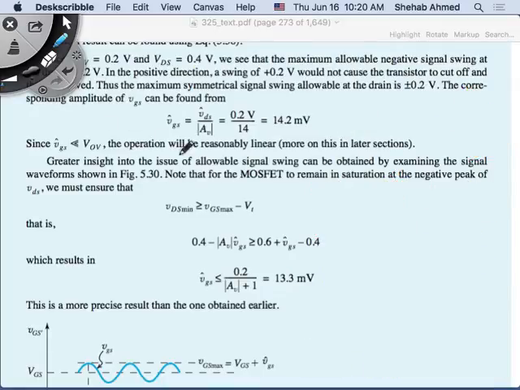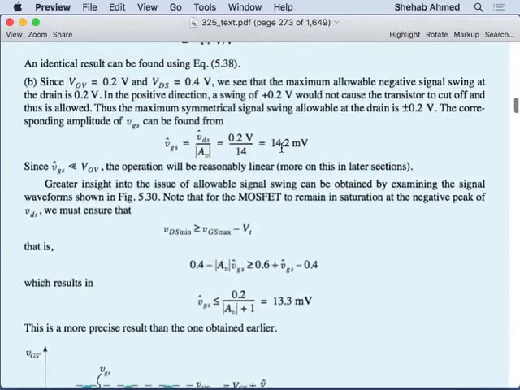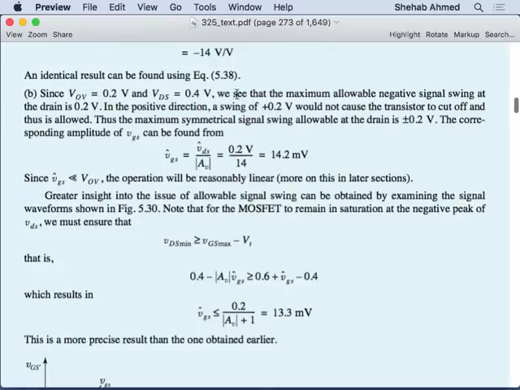So if these are the limits, then what? We said that the limit will be 0.2, because otherwise you're going to get into the triode region. The maximum allowable negative signal swing is 0.2 volts. In the positive direction, a swing of 0.2 would not cause the transistor to cut off, because we're far away from the cutoff region. So positive, no problem. Negative, we were limited by 0.2. Thus, the maximum signal swing would be allowable to be plus minus 0.2 volts, which is what we were saying.